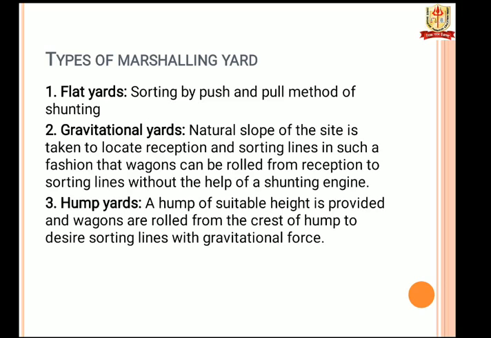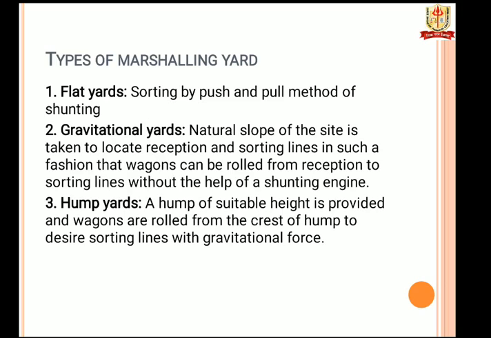Gravitational yards. In this type of marshalling yard, the tracks are laid at such a gradient that vehicles can move on under the action of gravity. So, the natural slope of the site is taken to locate the reception and sorting lines in such a fashion that wagons can be rolled from reception to sorting lines without the help of a shunting engine.